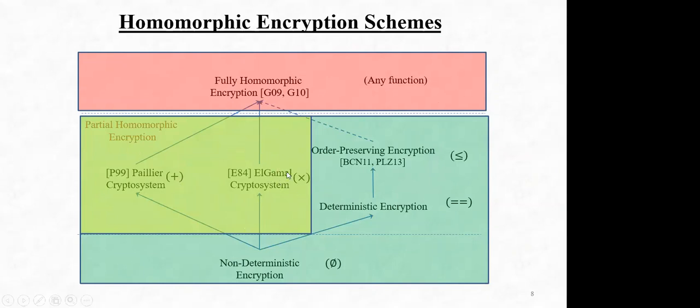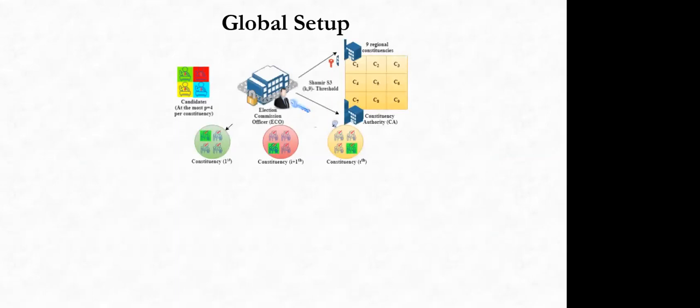So I'm basically concentrating upon El-Gamal because of its higher encryption efficiency. It was proposed in 1984. It's inherently multiplicative, but I am using an additive version of El-Gamal, the twisted El-Gamal. So this is a basic global setup. There are 4 candidates, let's say, per constituency. There are 9 constituency authorities for the 9 constituencies. The Election Commission officer distributes the secret shares among all of these authorities using a Shamir k-out-of-n threshold.